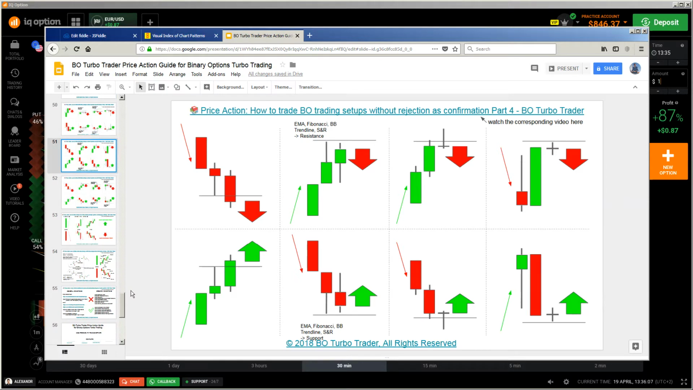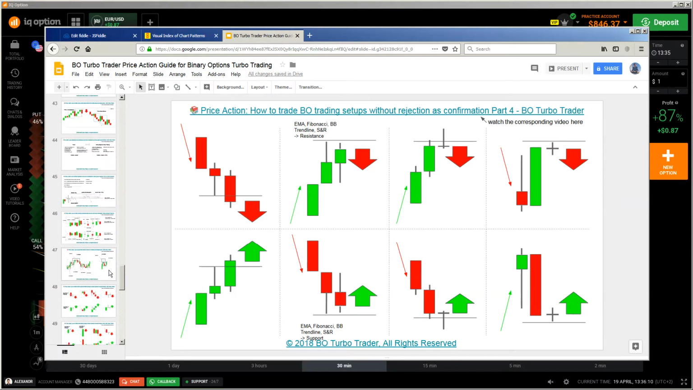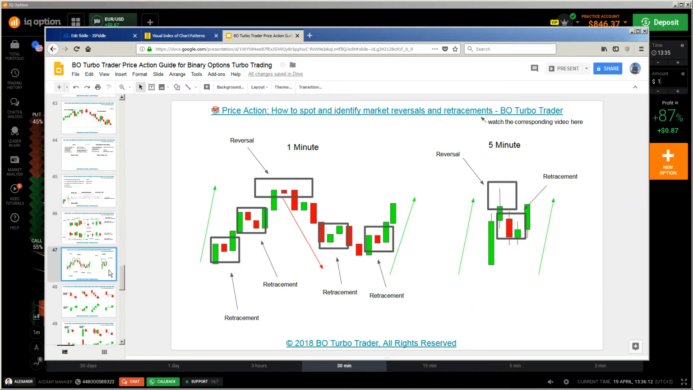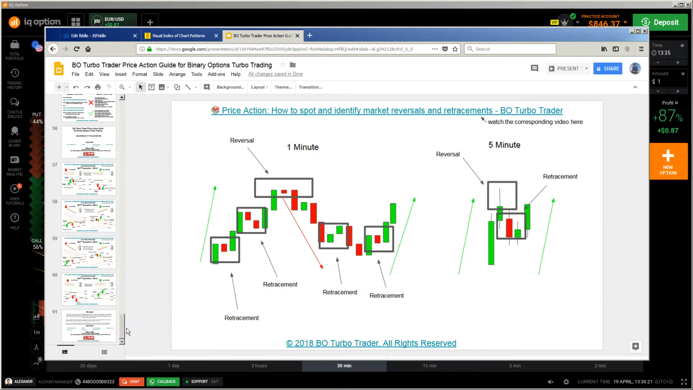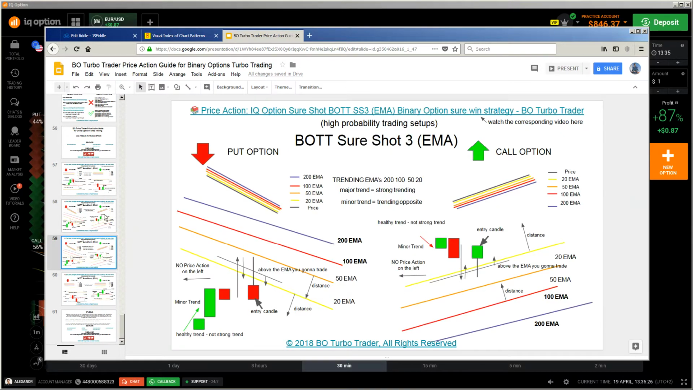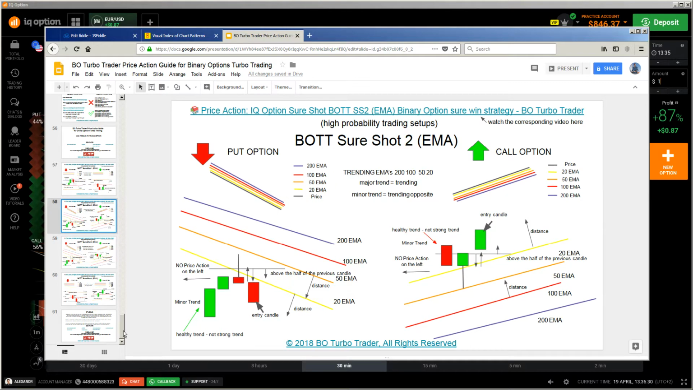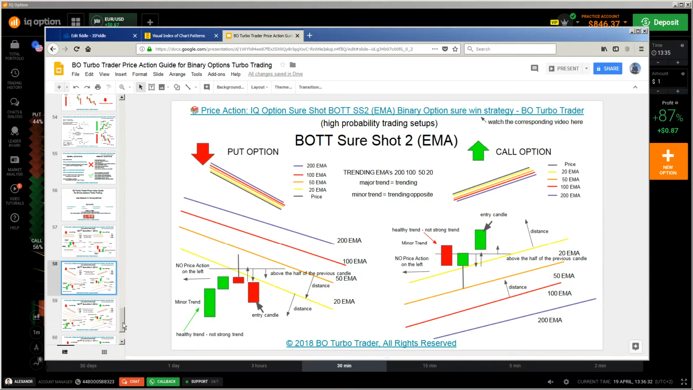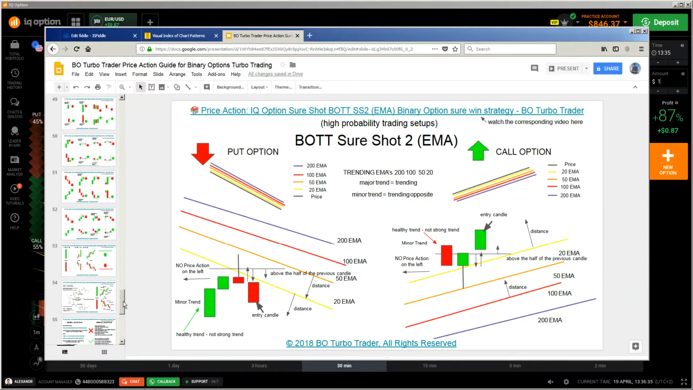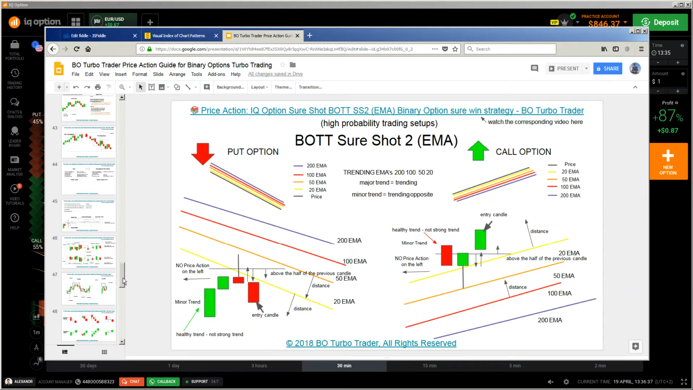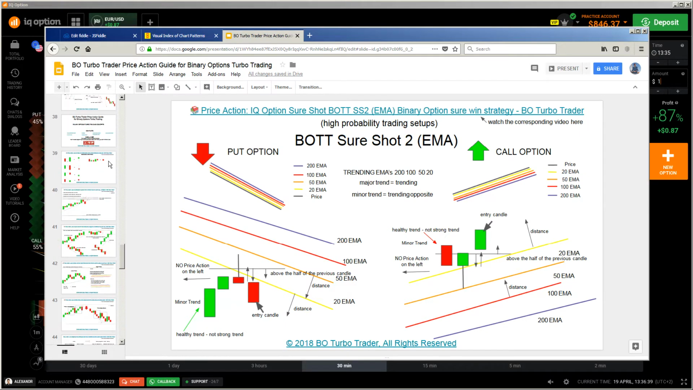This ebook contains the most important candlestick patterns, chart patterns, binary options, and trading concepts, but also concepts which are necessary and useful for Forex and digital options, which I will show you in the near future, especially Sure Shot 2 and Sure Shot 3. Those kinds of trading setups, Sure Shot 3 and Sure Shot 2, will be the main protagonists when I'm doing those Forex trades. You will see how this works in Forex to make profit.